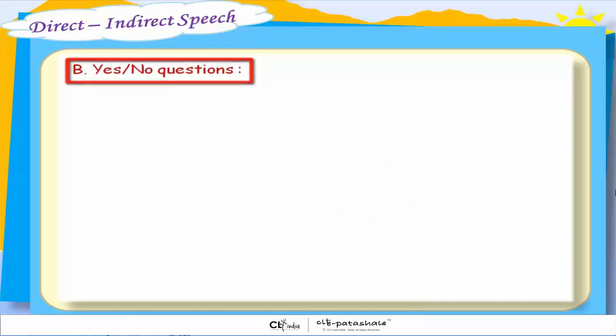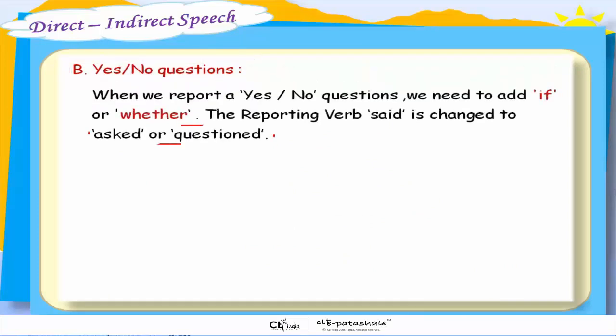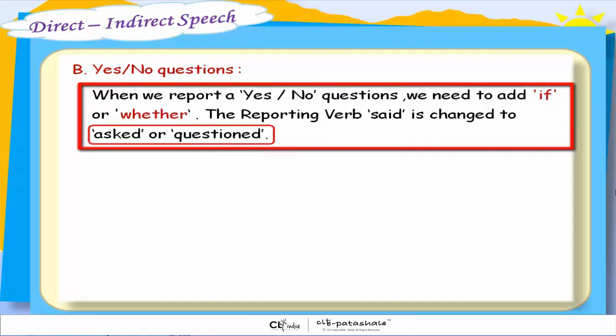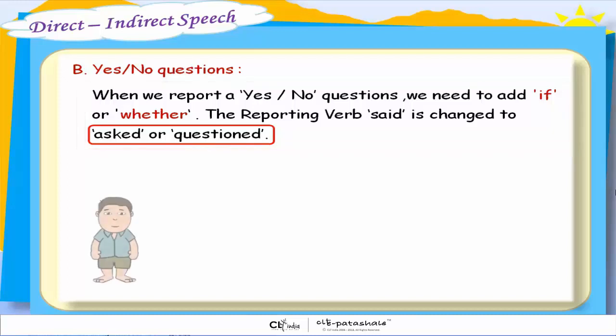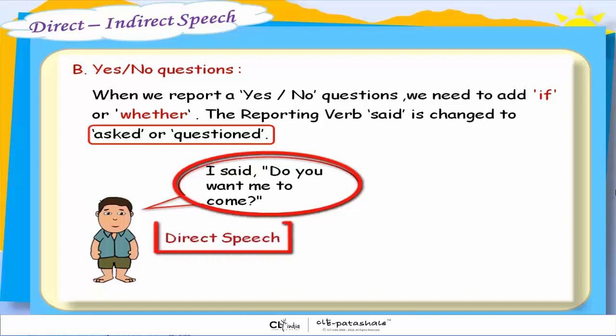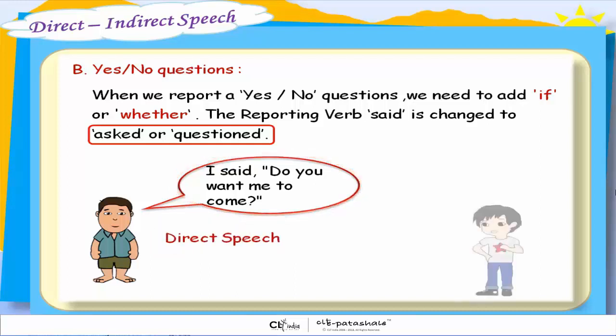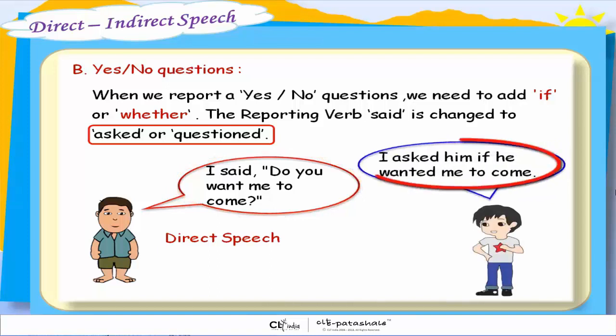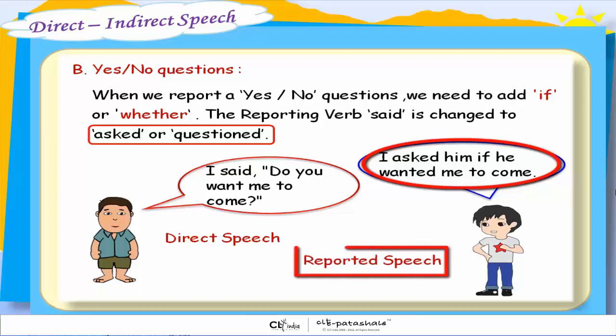Let's look at yes and no questions. When we report a yes or no question, we need to add if or whether. The reporting verb said is changed to asked or questioned. I said, do you want me to come? This is the direct speech. I asked him if he wanted me to come. This is in the reported speech.